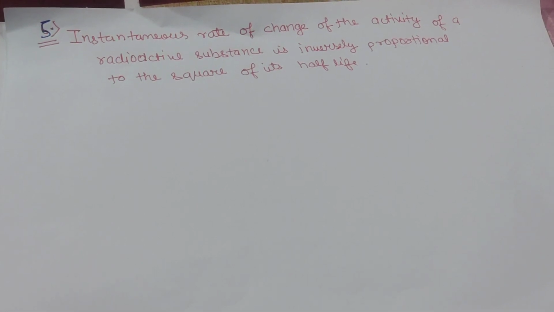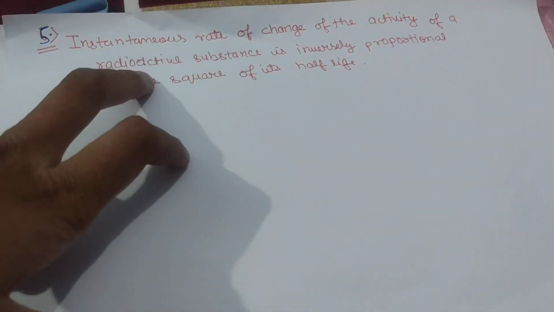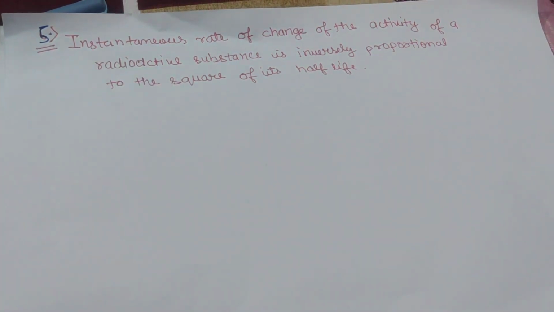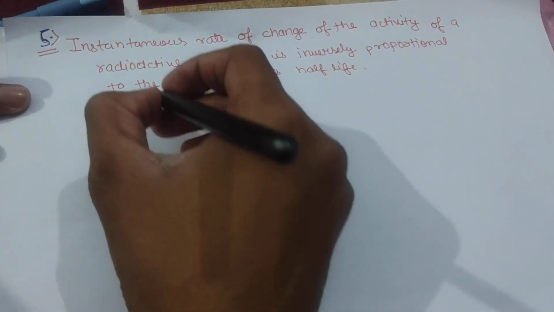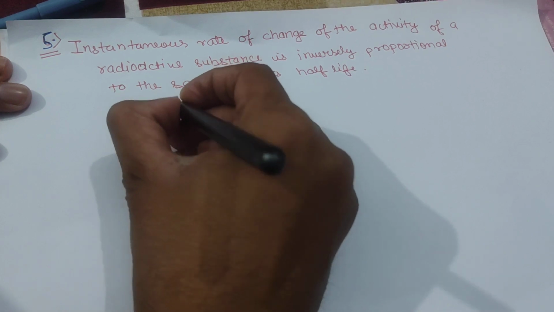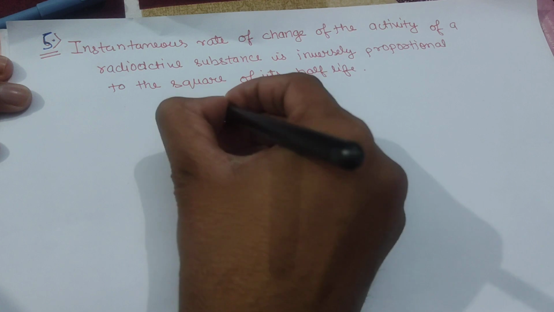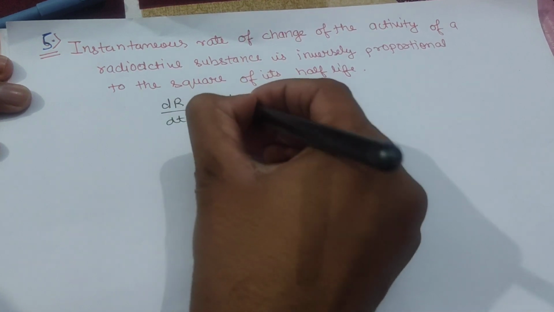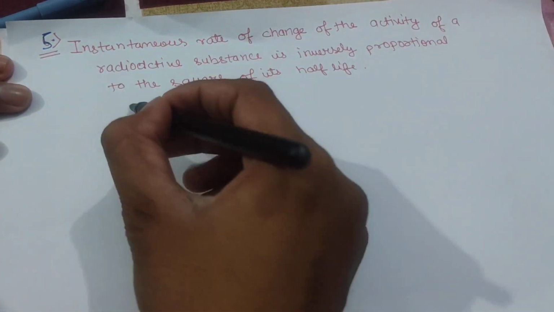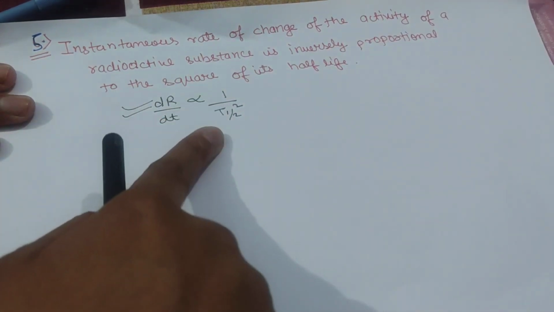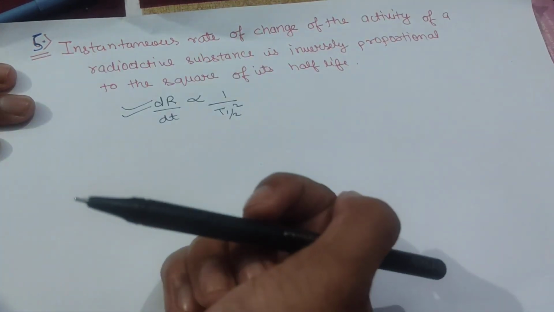Hello everyone. Now we'll derive that the instantaneous rate of change of the activity of a radioactive substance is inversely proportional to the square of its half-life. Okay. So what we're going to derive is dR/dt is proportional to 1 by half-life square. This is the thing we are going to derive. Okay.